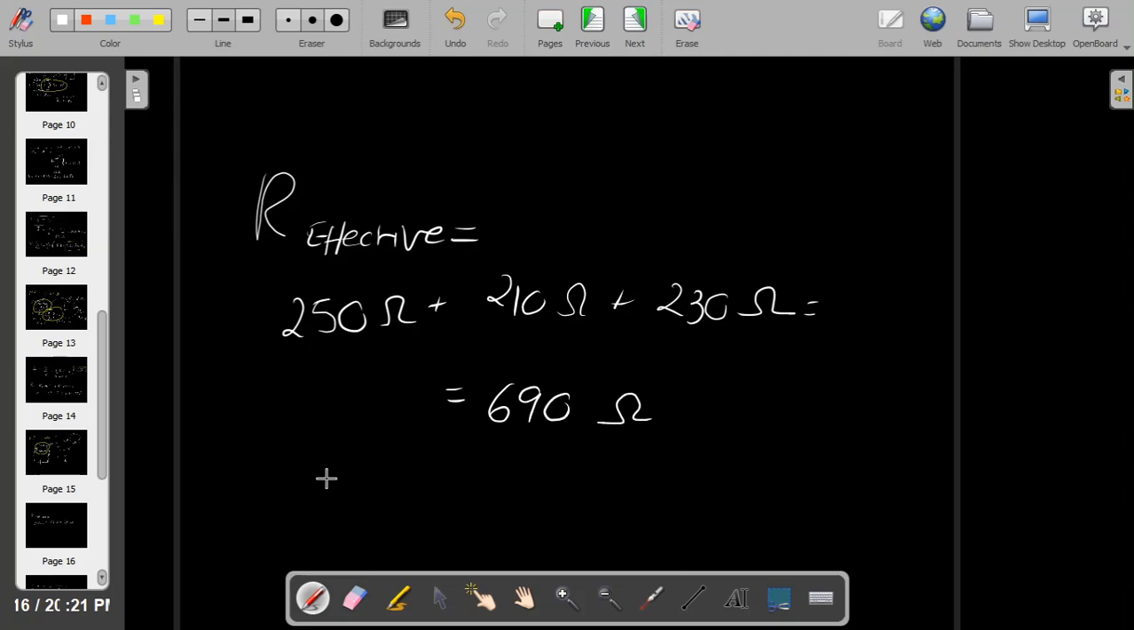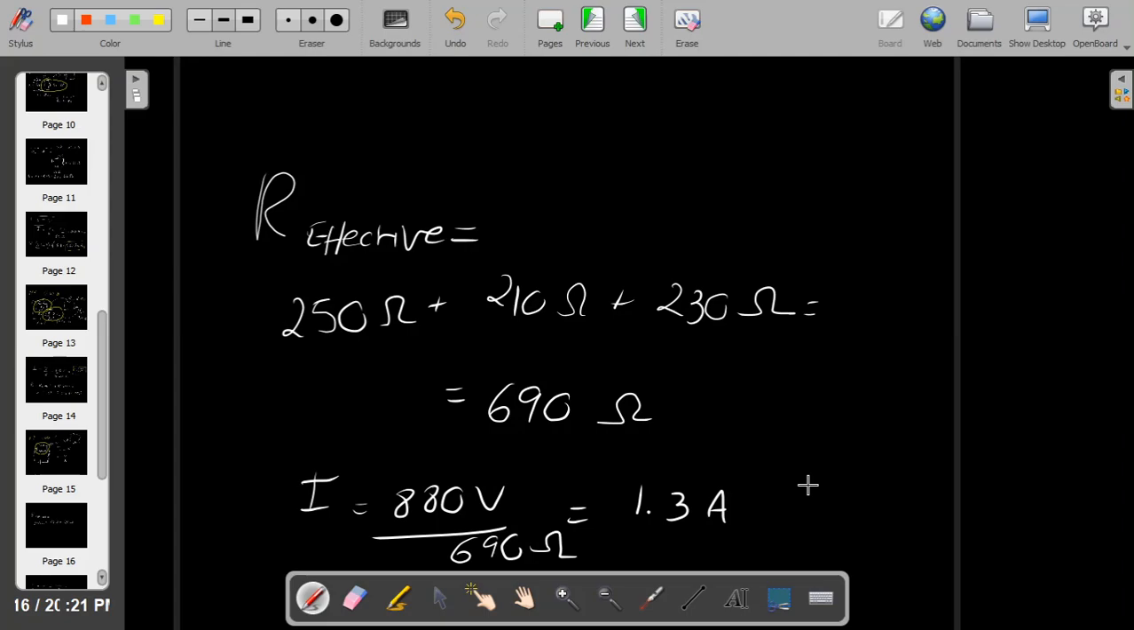Now I have everything I need to find my current. My current is the voltage that was given to us. So what is that? 880 volts divided by this number I just found, 690 ohms. And if you do the math, you come up with a current of 1.3 amps.